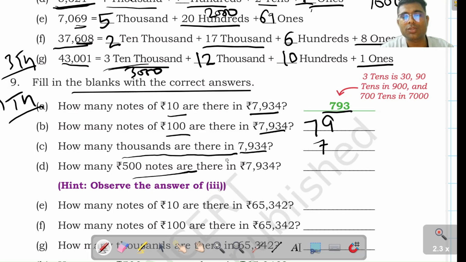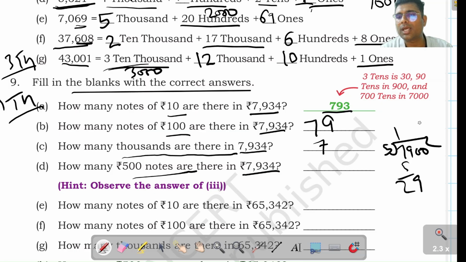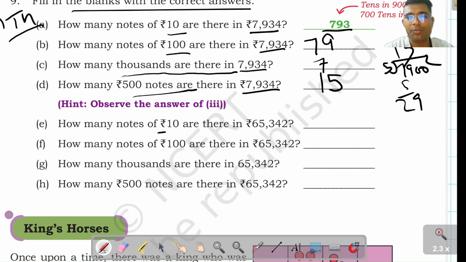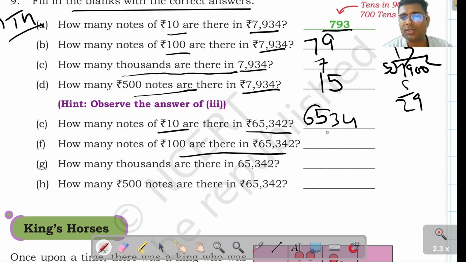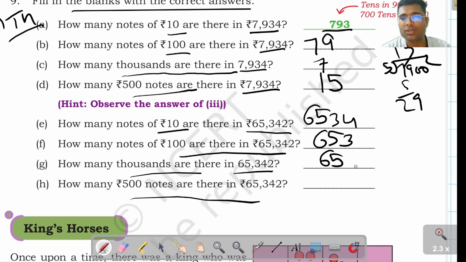How many 500 notes will be there bachcho? So in this case you will divide 7900 with 5 and you will get bachcho, you will get 15. So there will be 15 notes. How many 10 rupees notes will be there in this? So there will be 66,534. 100 rupees notes will be bachcho 653. 1000 rupees notes will be 65 notes. 500 notes will be bachcho 130.